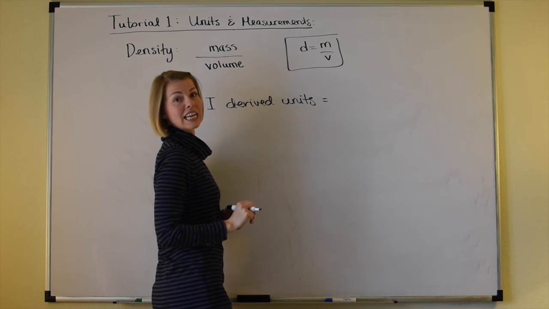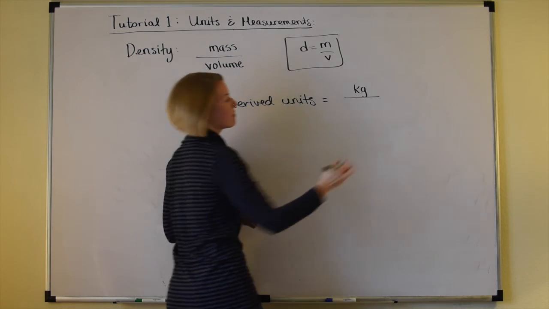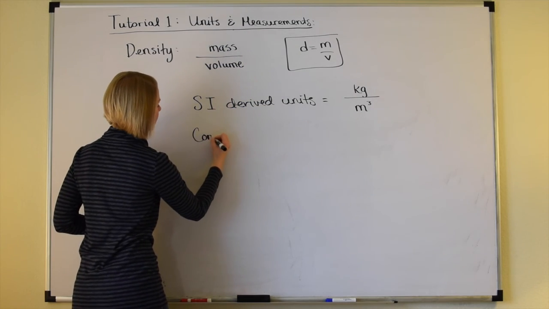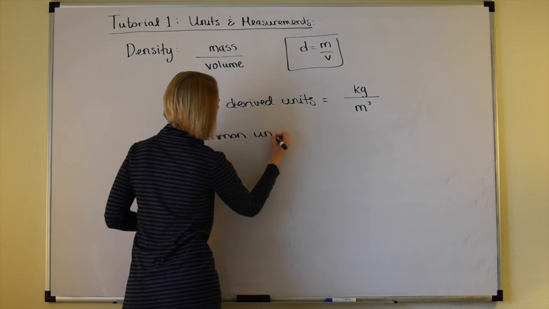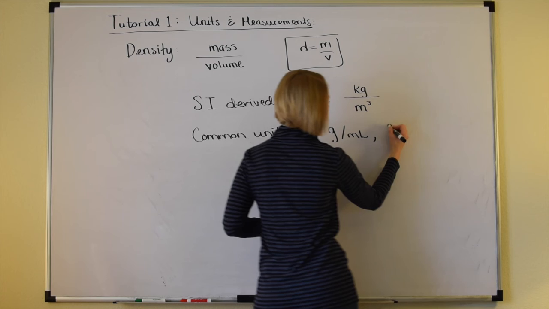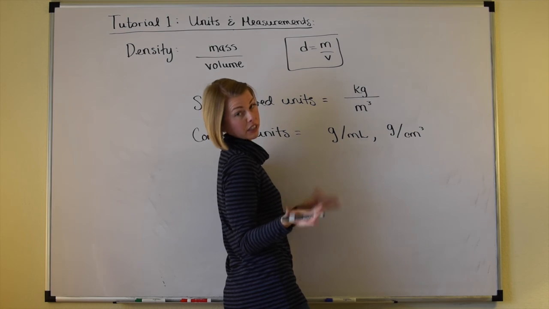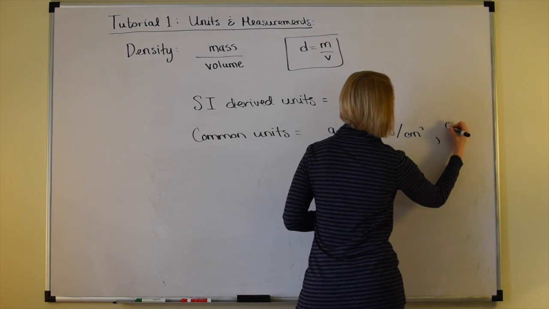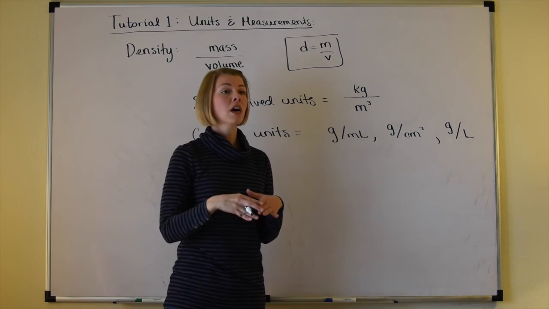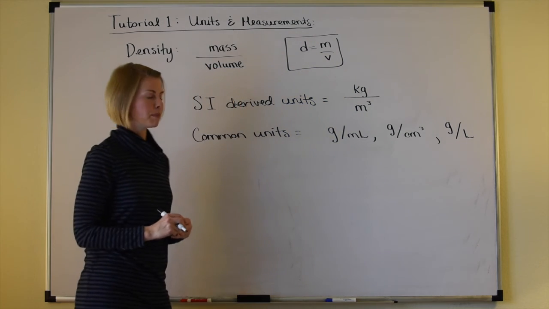Mass, we know, has the SI unit of the kilogram. Volume, we just saw, had the SI derived units of meters cubed. But much more common units that you'll probably see in the lab would be grams per milliliter, grams per centimeter cubed, which of course we know centimeters cubed and milliliters are the same volume, and grams per liter as well. So those will be more common units that you'll see in reference books, your textbook, and probably what you'll measure in your introductory chemistry lab.